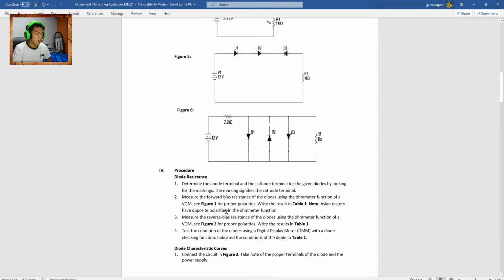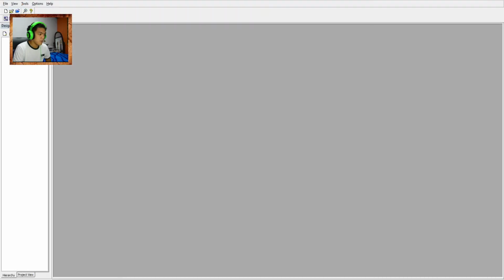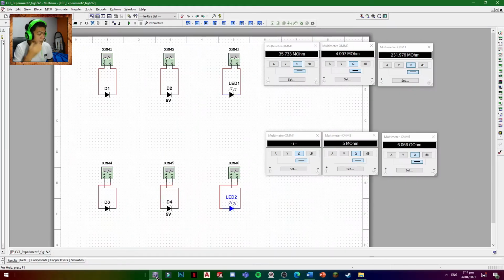So instead of using Asian testers, we're going to use the multi-simulator software. This one. So let's go to figures 1 and 2. As you can see here, these are the simulated circuit figures that have been given to us in the Experiment 2 file. This is figures 1 and 2, and these are the data that have been collected.